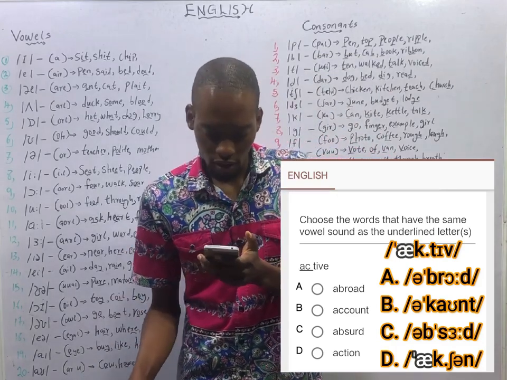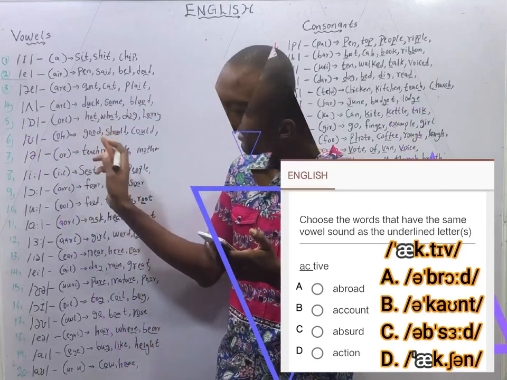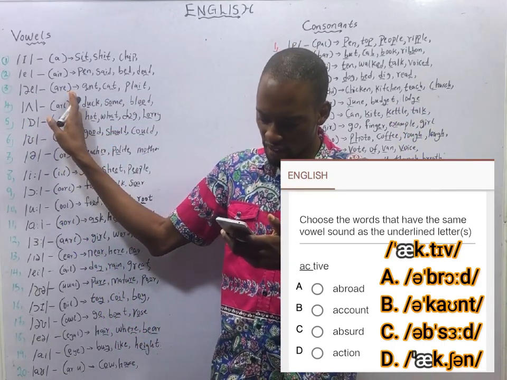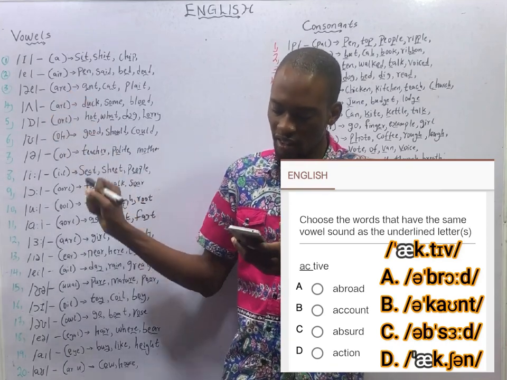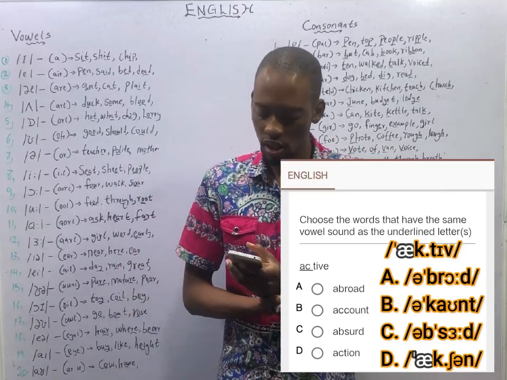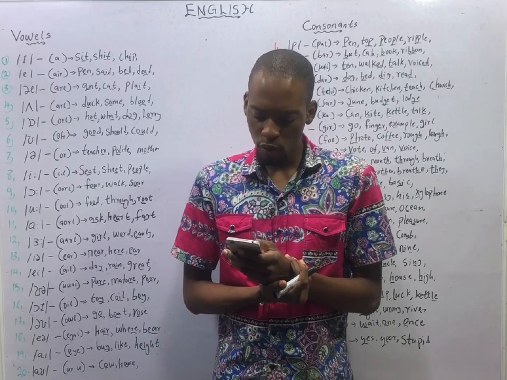Then we have, what do we have? Action. Action has the R sound as well. Yes. So taking a look at the options, we agree that active and action possess the same vowel sound.